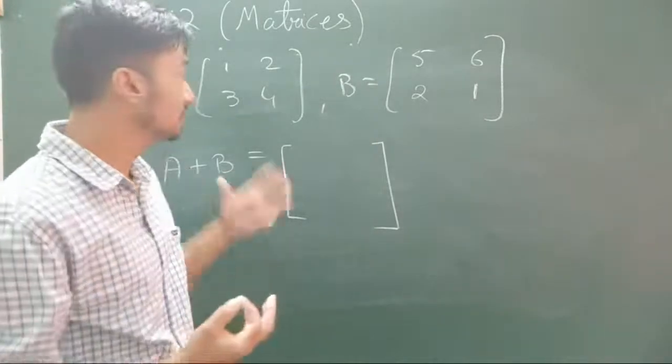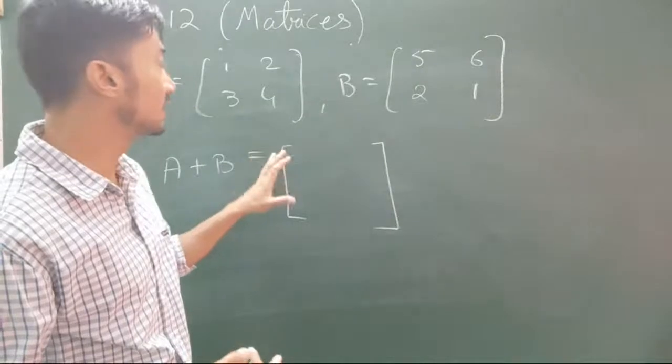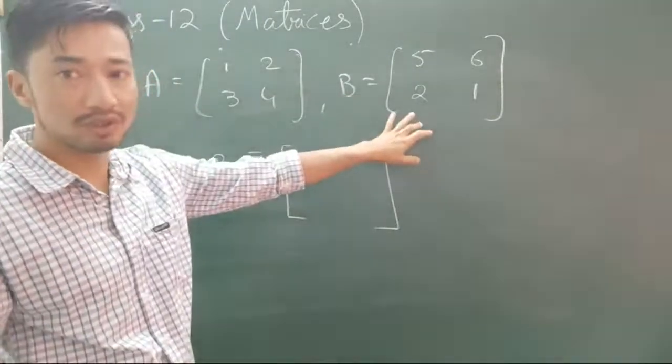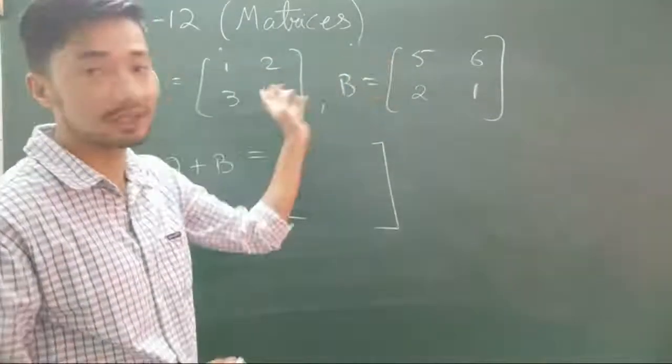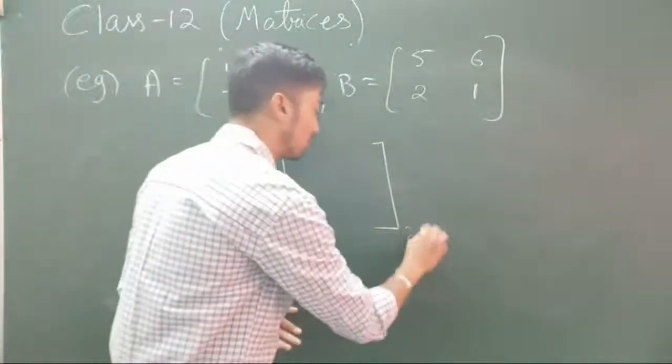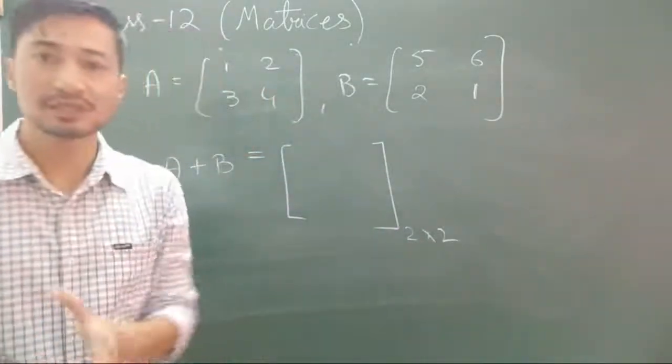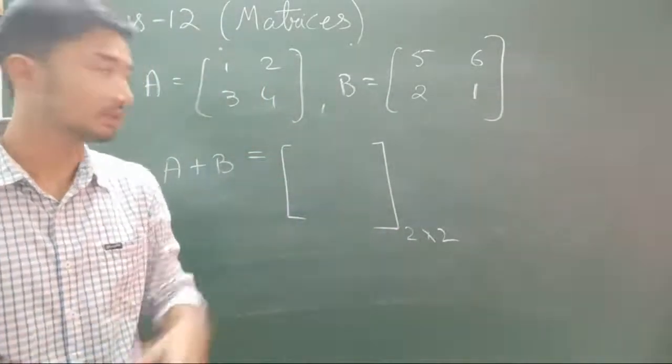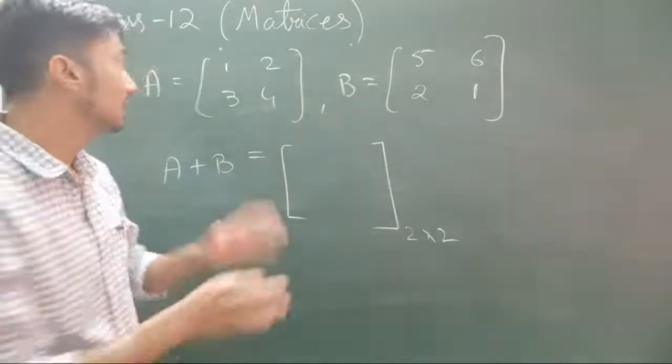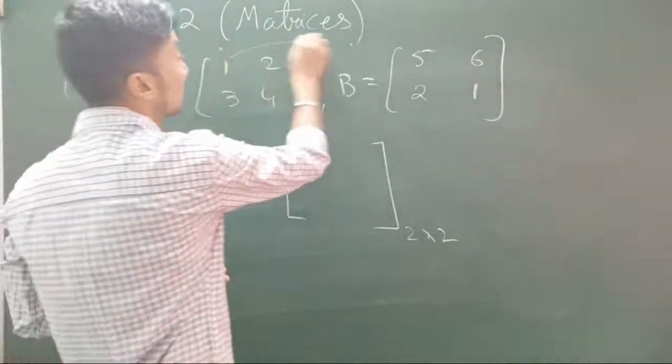It's very simple. Since the condition is that they should be of the same order, so that their corresponding elements can add or subtract, the order of the resultant matrix also remains the same. 2 by 2 only, 3 by 3, 4 by 4. Then how do we add? We add the corresponding elements.